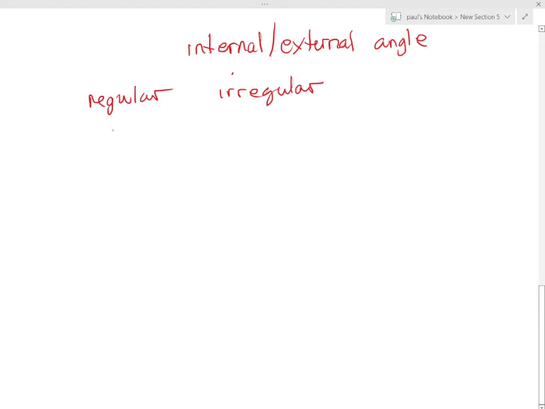A regular shape is all lovely, everything is supposed to be exactly the same size. Yeah, that's my best regular shape. An irregular shape is this, where all the angles are different and all the sides are different lengths. But a regular shape, everything is the same. And what we're going to do is find internal angles, the sum of internal angles and external angles, anything to do with a regular shape.